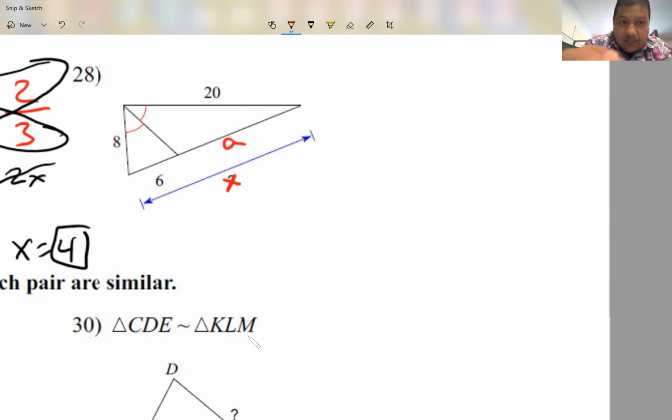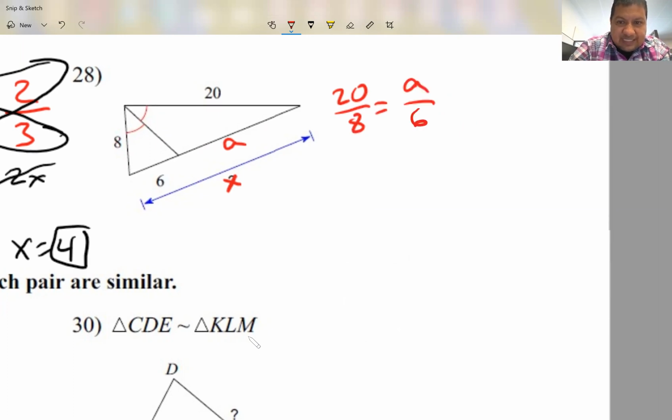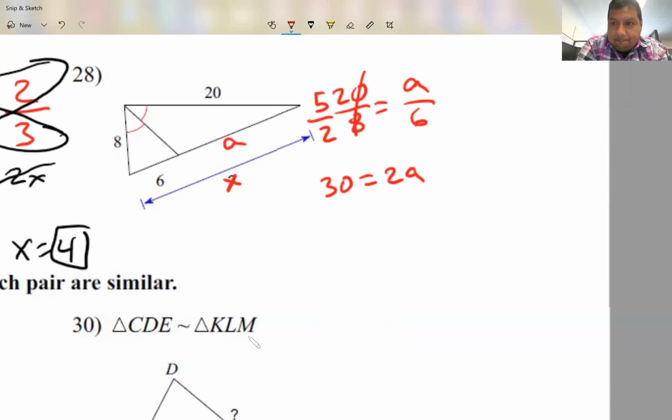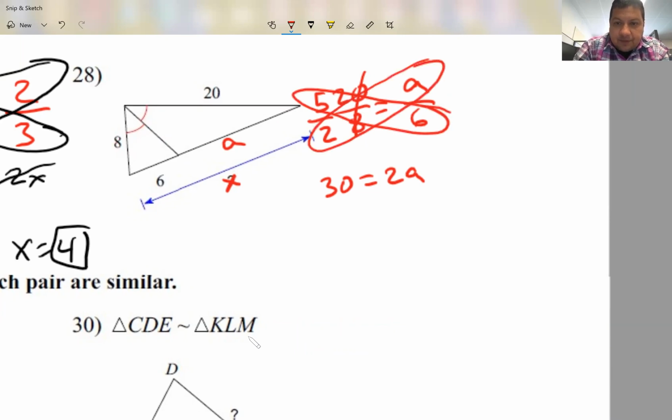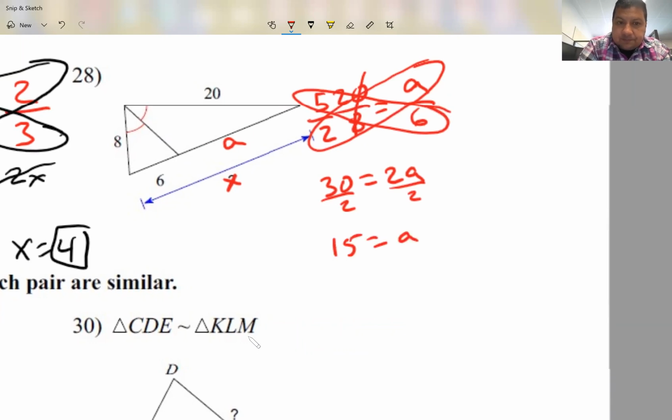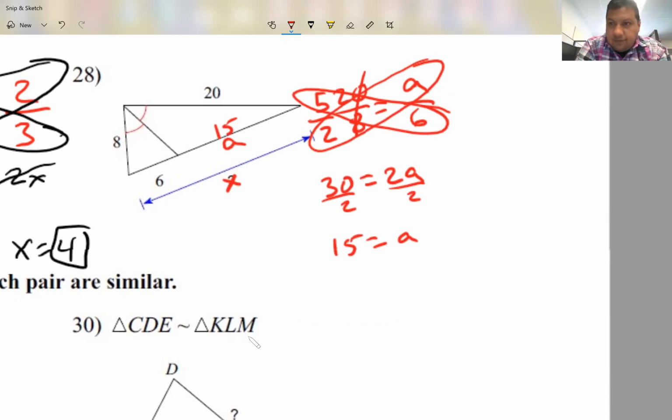But let's see. The way I'm going to do this will be 20 over 8 is equal to A over 6. And then I'm like, all right, 20 over 8, let me simplify that fraction. Let me divide each by 4. That gives me 5 over 2. So when I cross multiply, I'm going to get that 30 is equal to 2A. All right, you guys follow along. 30 is equal to 2A. Divide both sides by 2. 15 is equal to A. So we just found out that A is equal to 15.